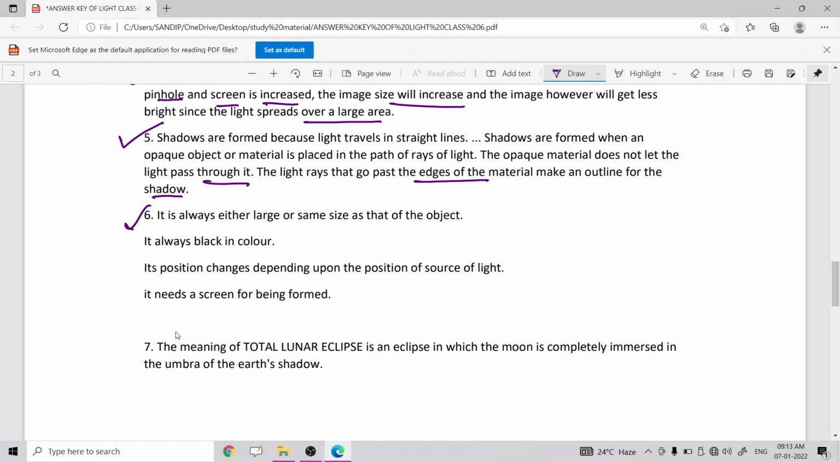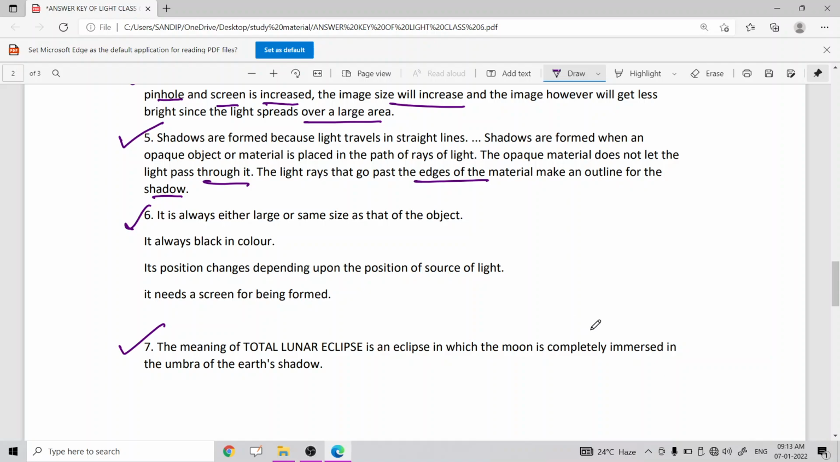Question number 7: what do you understand by a total lunar eclipse? So this is the question. For a total lunar eclipse, the moon is completely immersed in the umbra region of the earth's shadow. The position of the earth is in between the moon and the sun, and the moon is completely immersed in the umbra of the earth's shadow.